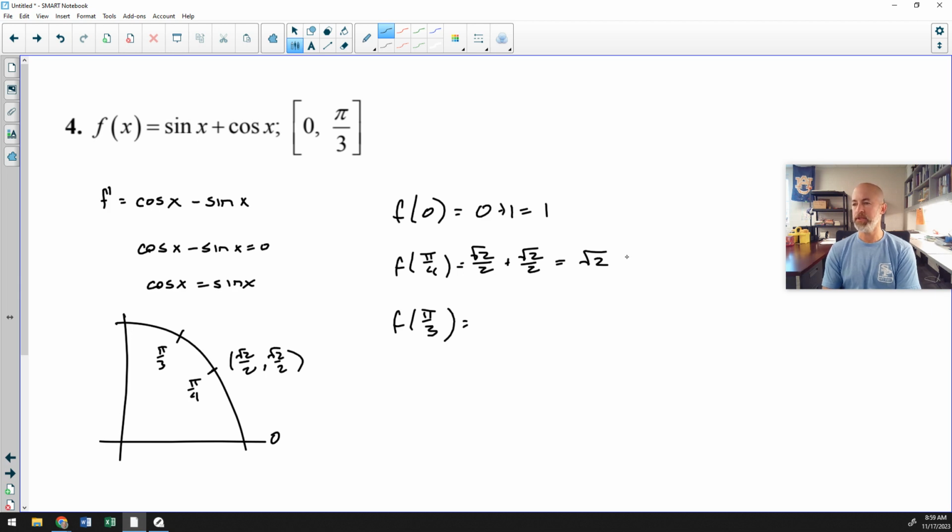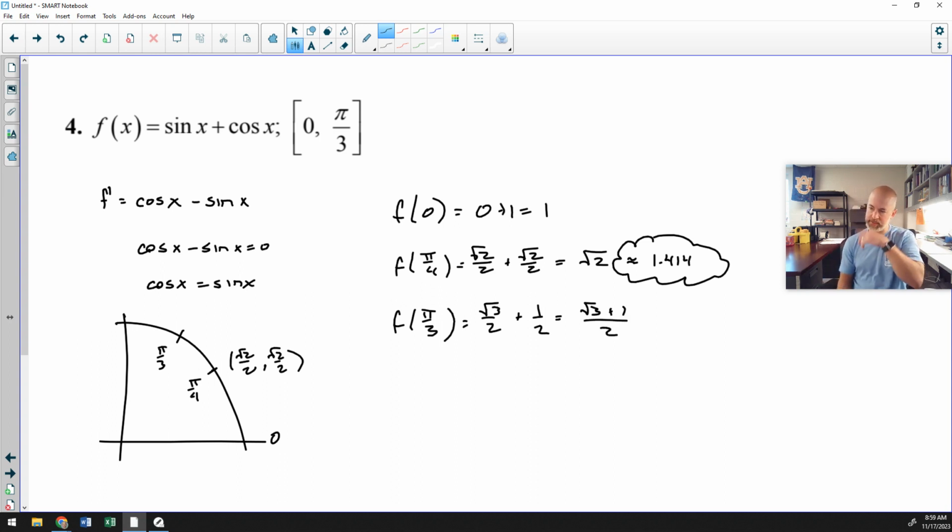Now, I happen to know that the square root of 2 is approximately 1.414. If you didn't know that, you should kind of have an idea of where it might be. Put that in a thought bubble. And then pi over 3, the sine of pi over 3 is √3/2. Cosine of pi over 3 is 1/2. And so that would be the square root of 3 plus 1 divided by 2.